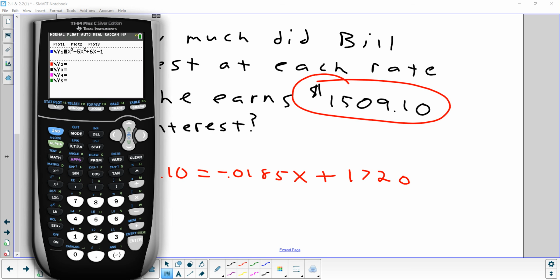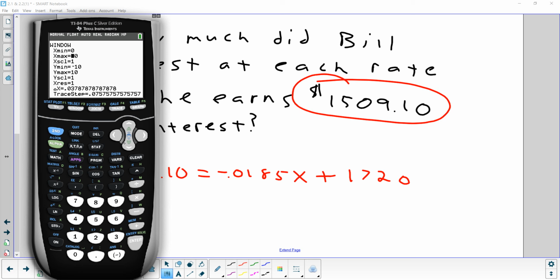So we've got 1509.1. You don't have to do 0.10, you can do 0.1. That's fine. Negative 0.0185x plus 1720. All right, so earlier Mabel said we don't want to look at negatives, so we don't have to look at that.